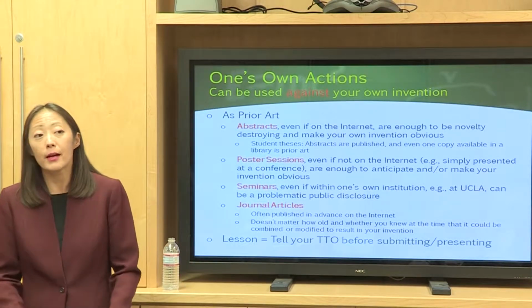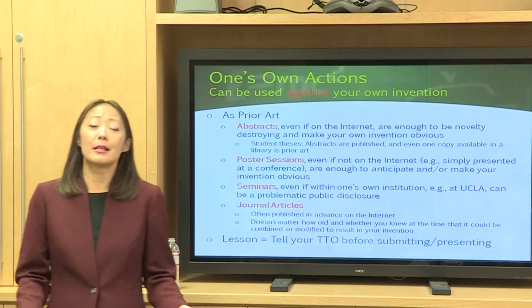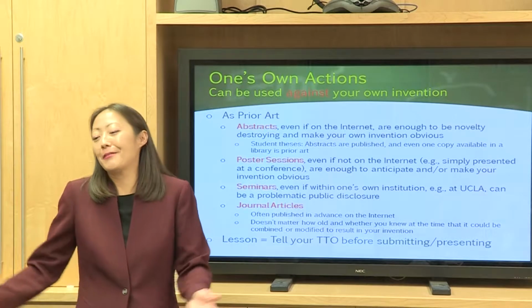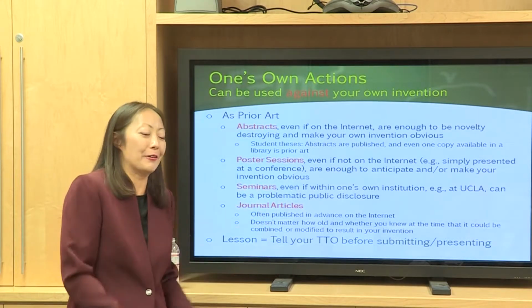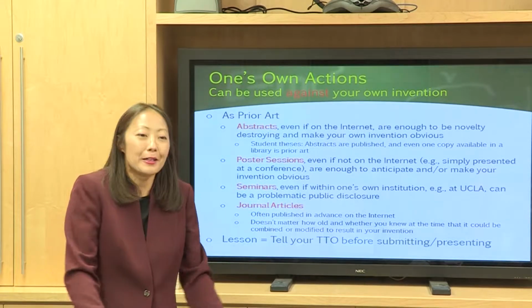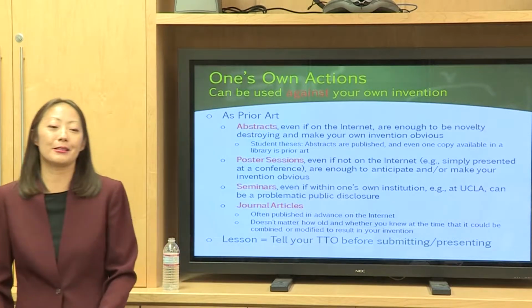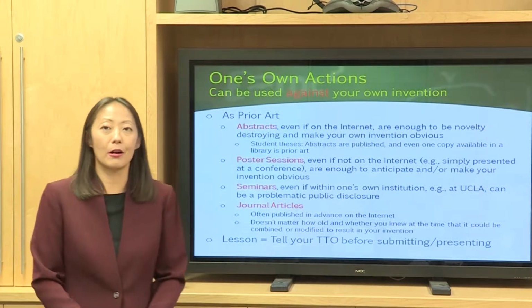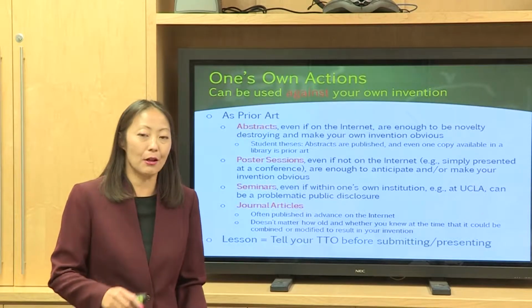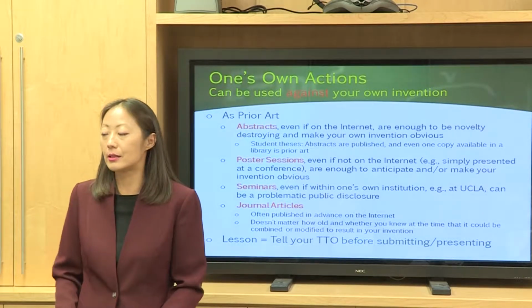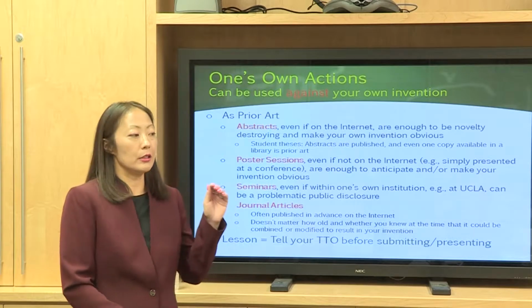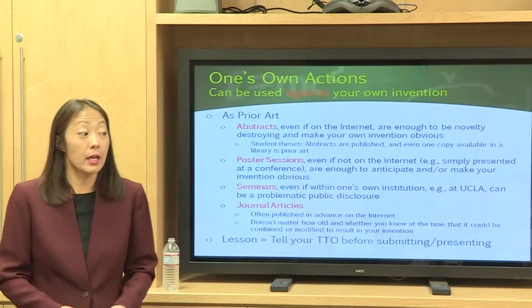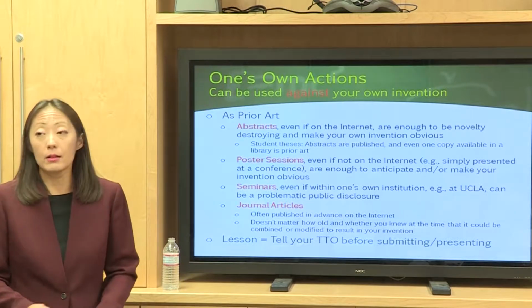Your own actions can be used as prior art. Abstracts. A lot of scientists think, oh, it's an abstract. It doesn't have anything in there. It doesn't have any of the data in there, nothing. How can that be prior art? Well, in patent law land, it can be used against you, and it's very problematic. We often run into our inventors' own abstracts that are used to defeat novelty and used for obviousness rejections, and so it's a problem.